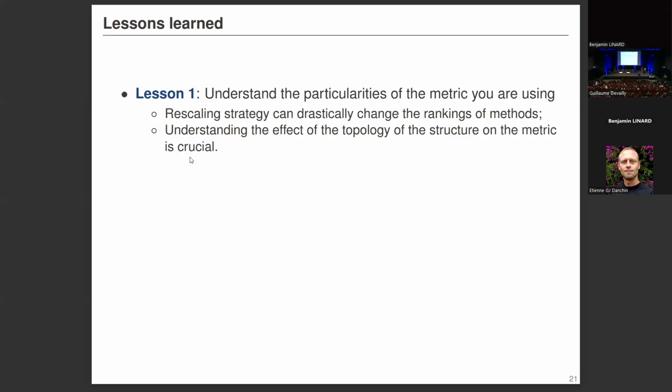In our case, we're also discovering that what I call the topology of a structure had a huge impact on how, depending on the metric we were using, it was just favoring a type of methods over another type.